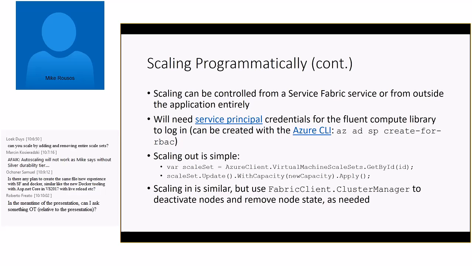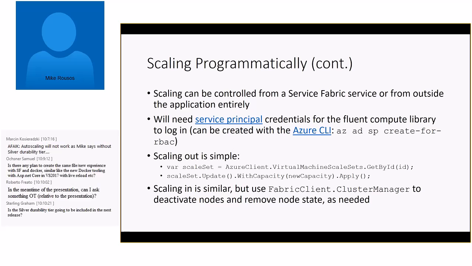Once you've done that, the Azure client, which is part of this new Fluent compute library, allows you to very easily call its virtual machine scale sets get-by-ID API to get a scale set object in your program. From there, you can call .update and give it a new capacity, and this allows you to do the same sort of thing that we were doing from PowerShell manually, automatically. This could be done from some stateless service running in your Service Fabric application, or even from outside the application by some separate management tool.